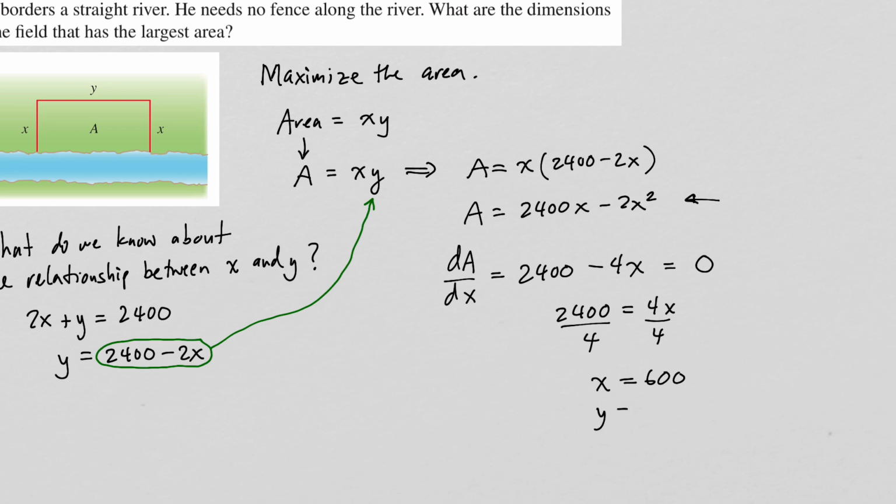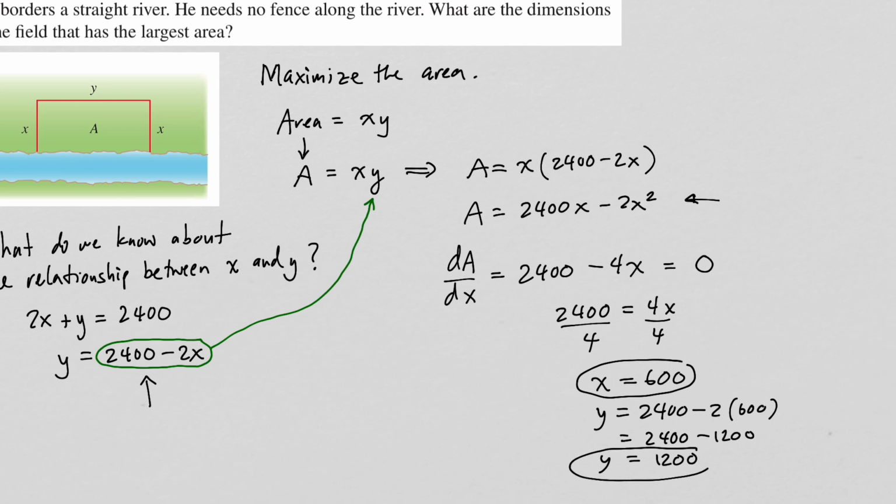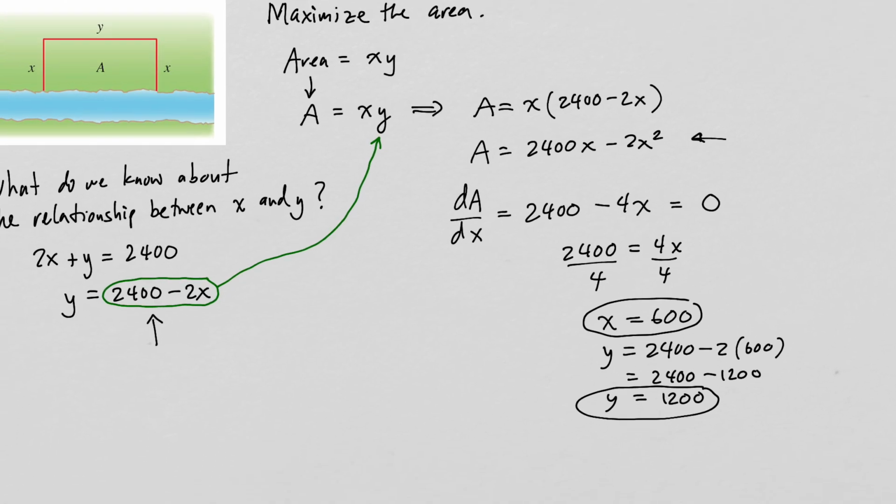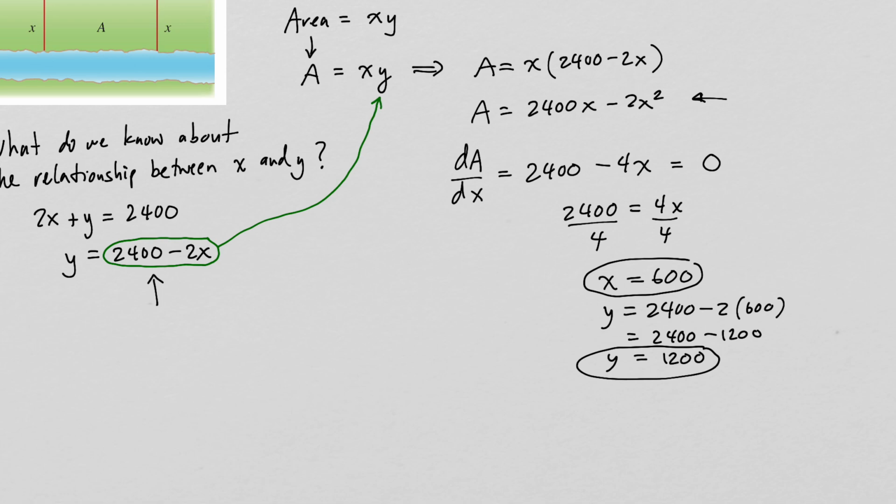And if x is 600, y, which is over here, is 2400 minus 2 times 600. And that is 2400 minus 1200, which is 1200. So we suspect the dimensions to maximize the area are 600 and 1200. But we have to check to make sure this actually is a maximum.